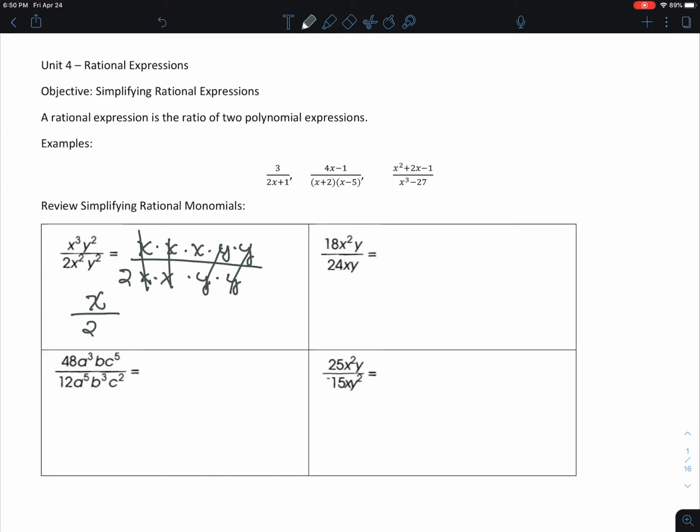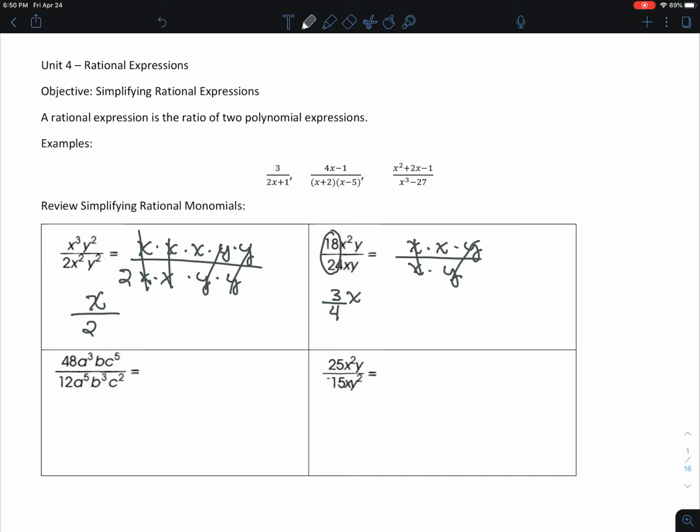Okay? With the numbers, you can divide these on your calculator. You can just do 18 divided by 24 on your calculator, math fraction, and it'll give you the fraction. I think I'm going to try to do it in my head. 6 goes into 18 3 times. 6 goes into 24 4 times. And then I have x times y, and then x times y. So because we're multiplying, we can cancel. So I get 3x over 4.